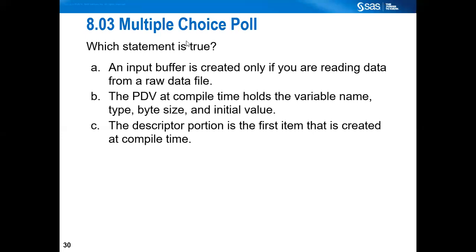Ma'am, A. A and B, I think. It's only A. It says the PDV at compile time holds variable name, type, bytes, and initial value. Does it have values during compilation in the PDV? No. So only A is correct: an input buffer is created only when you are reading a raw file. When we create a SAS data set from an existing SAS file, no input buffer is created during compilation, because it is already standard data. But this is a raw file, so the input buffer comes only when reading a raw file. The PDV is created, but it has no initial values in it. Understood now? All good? Yes, ma'am.